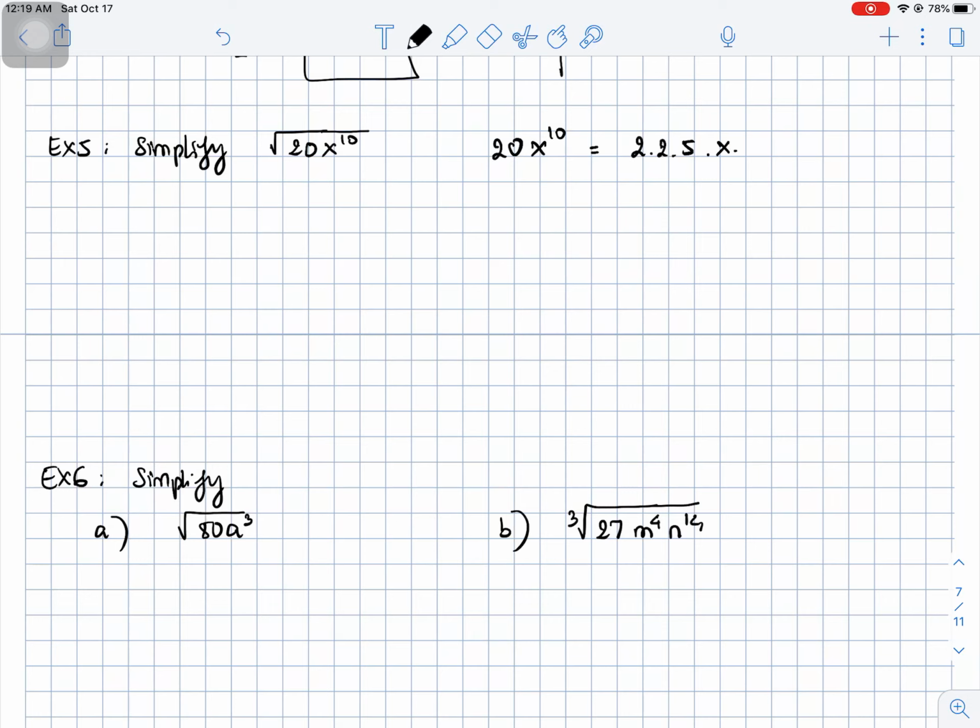Example number 5. Simplify. So we already did 20 before. Now we do letter and number together. So 20 is 2 times 2 times 5. And x to the 10 we have x, 10 of them.